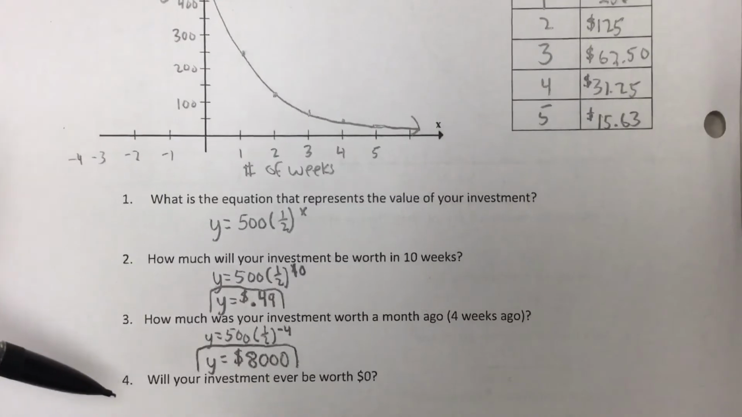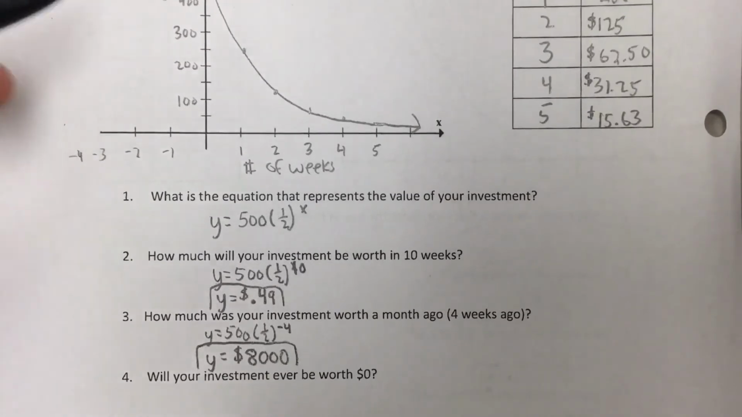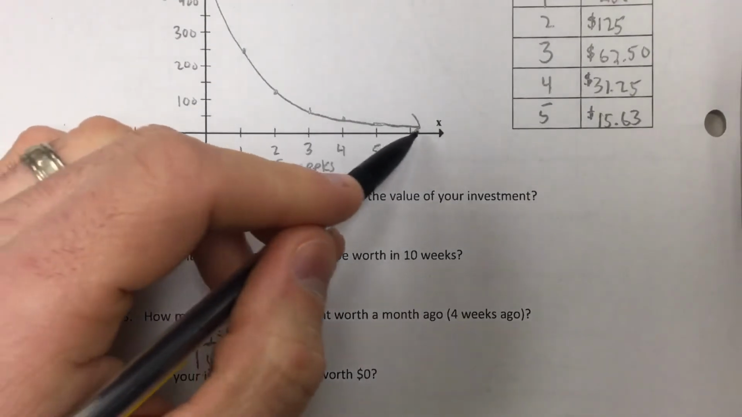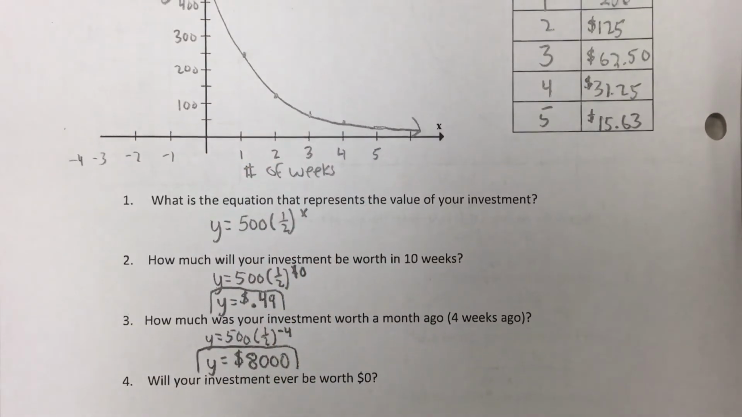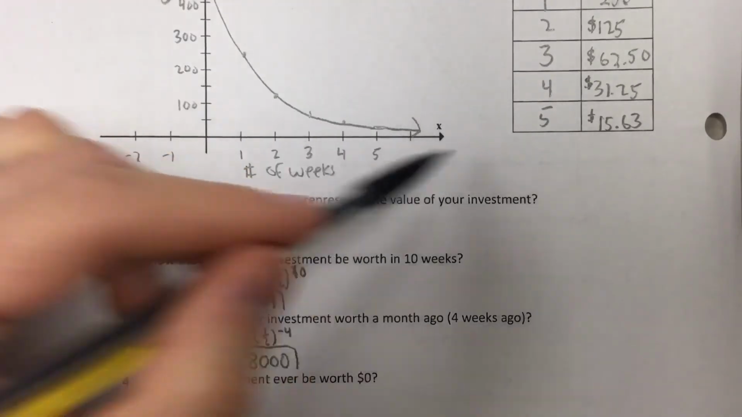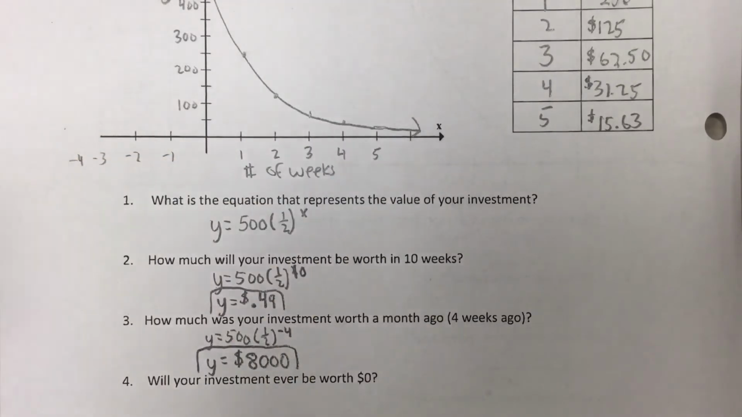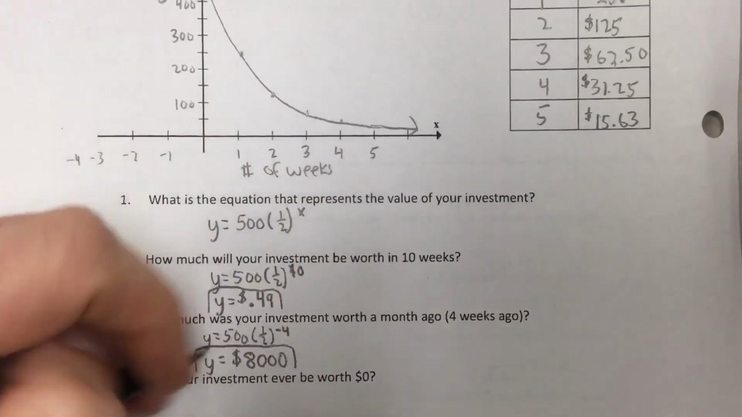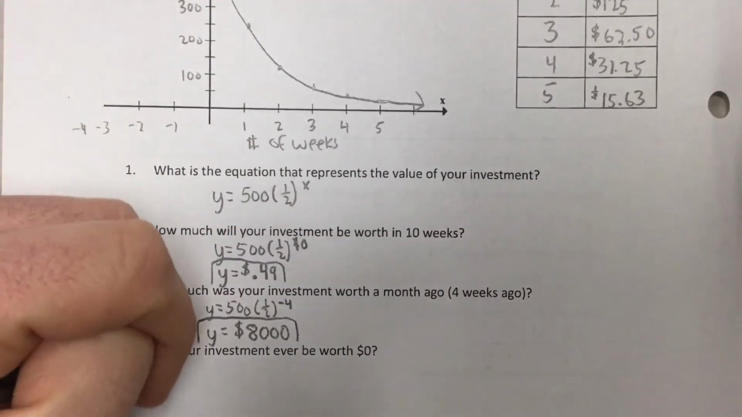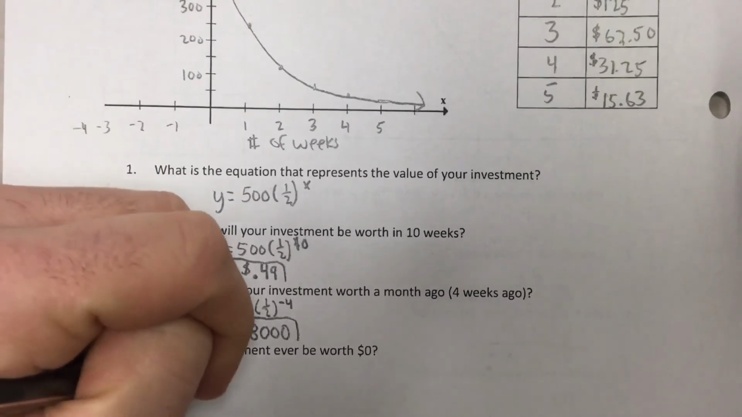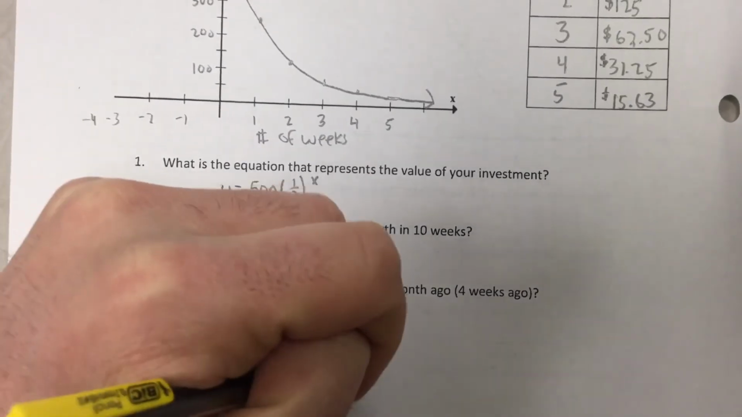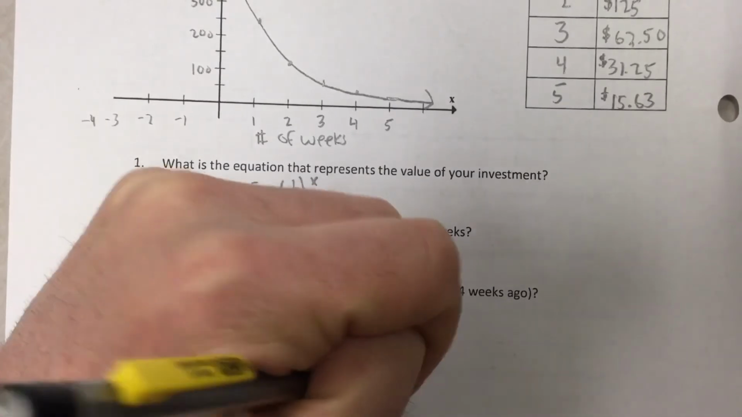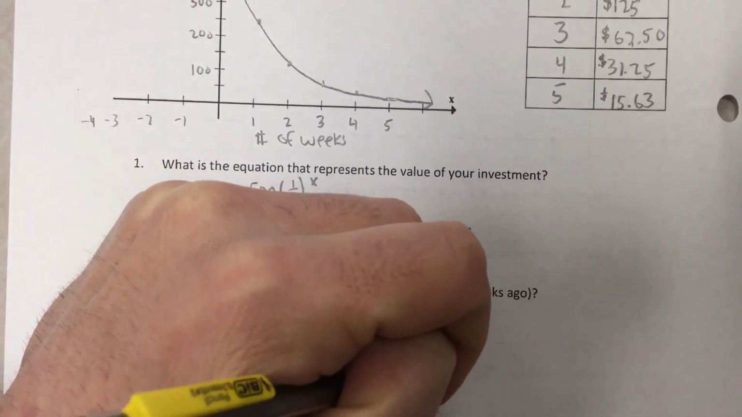And then will our investment ever be worth $0? Well, technically no, because as we keep going down, we're multiplying by 1/2, and you can never get to 0 by multiplying by 1/2. Will it get less than a penny? Technically yes, but the graph will never really touch 0. So make sure you're having the graph that way. And that's what we'll write here. No, multiplying by 1/2 cannot get us to 0.